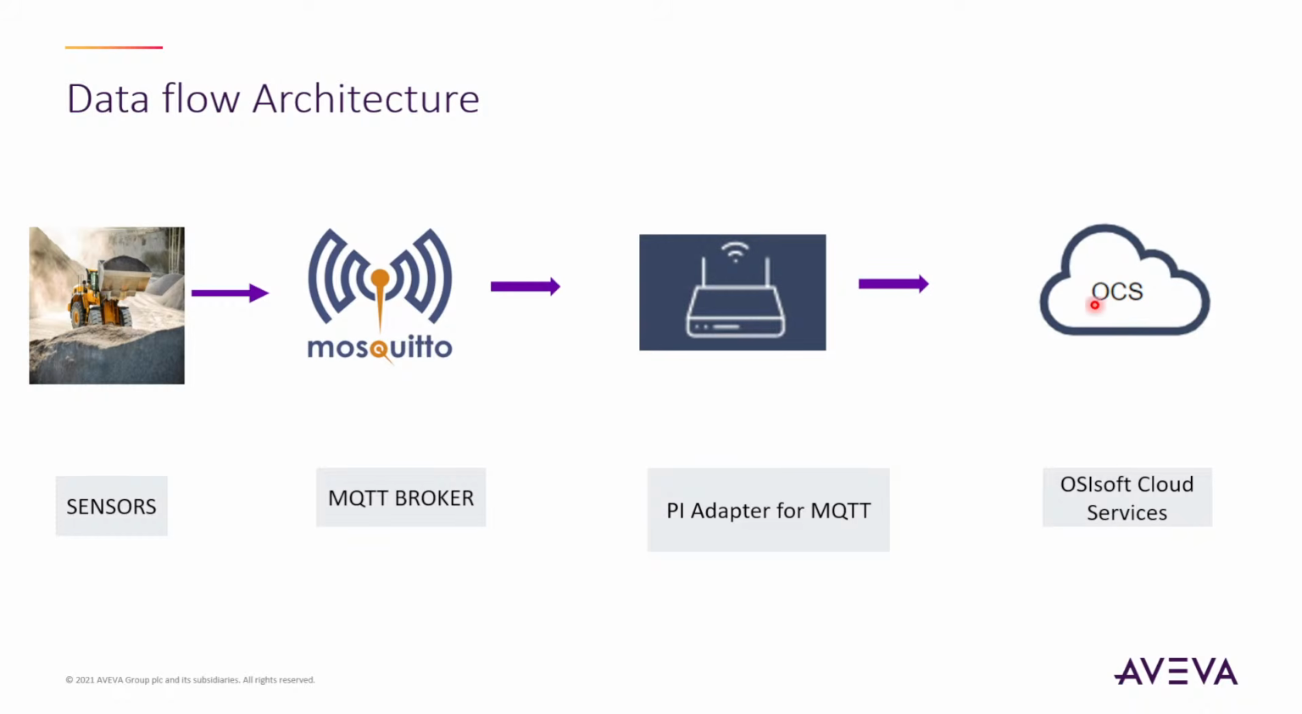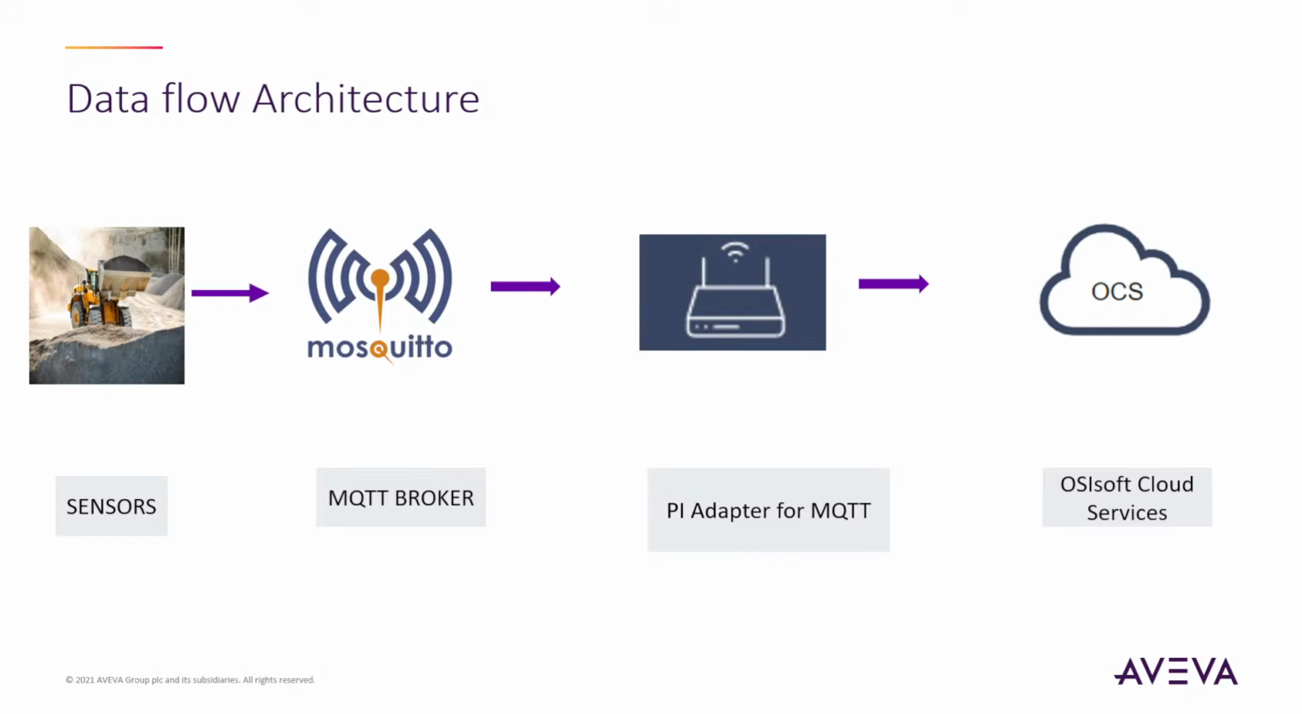Once we do that, we're going to see how you can use the various features of OCS and learn how we can analyze, manage, or create the assets, and visualize those assets in real time. So the focus of today is these two products, namely Pi Adapter for MQTT and OSIsoft Cloud Services. We have the data simulated between the sensors, publishing that data into the specific Mosquitto MQTT broker, which we'll understand in a while.